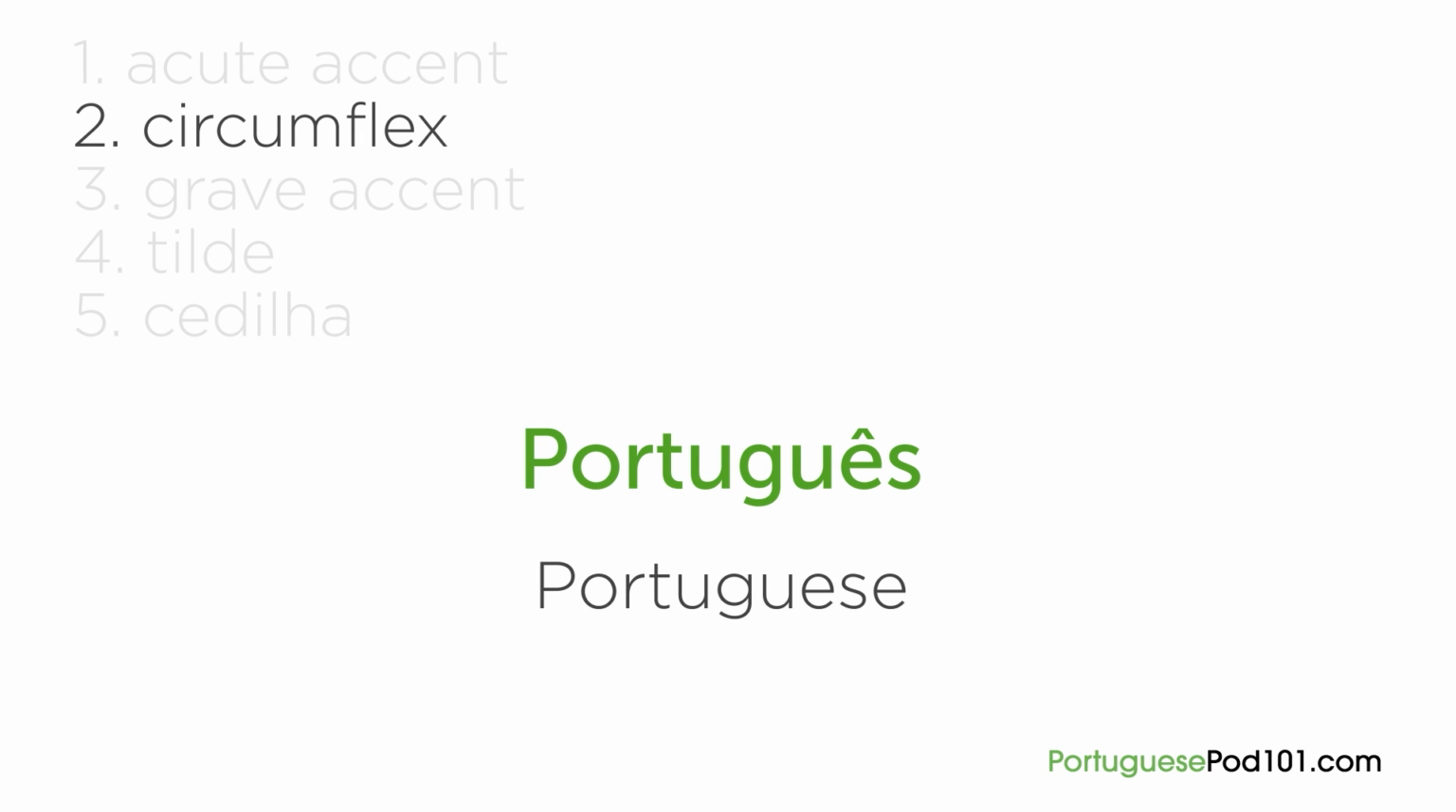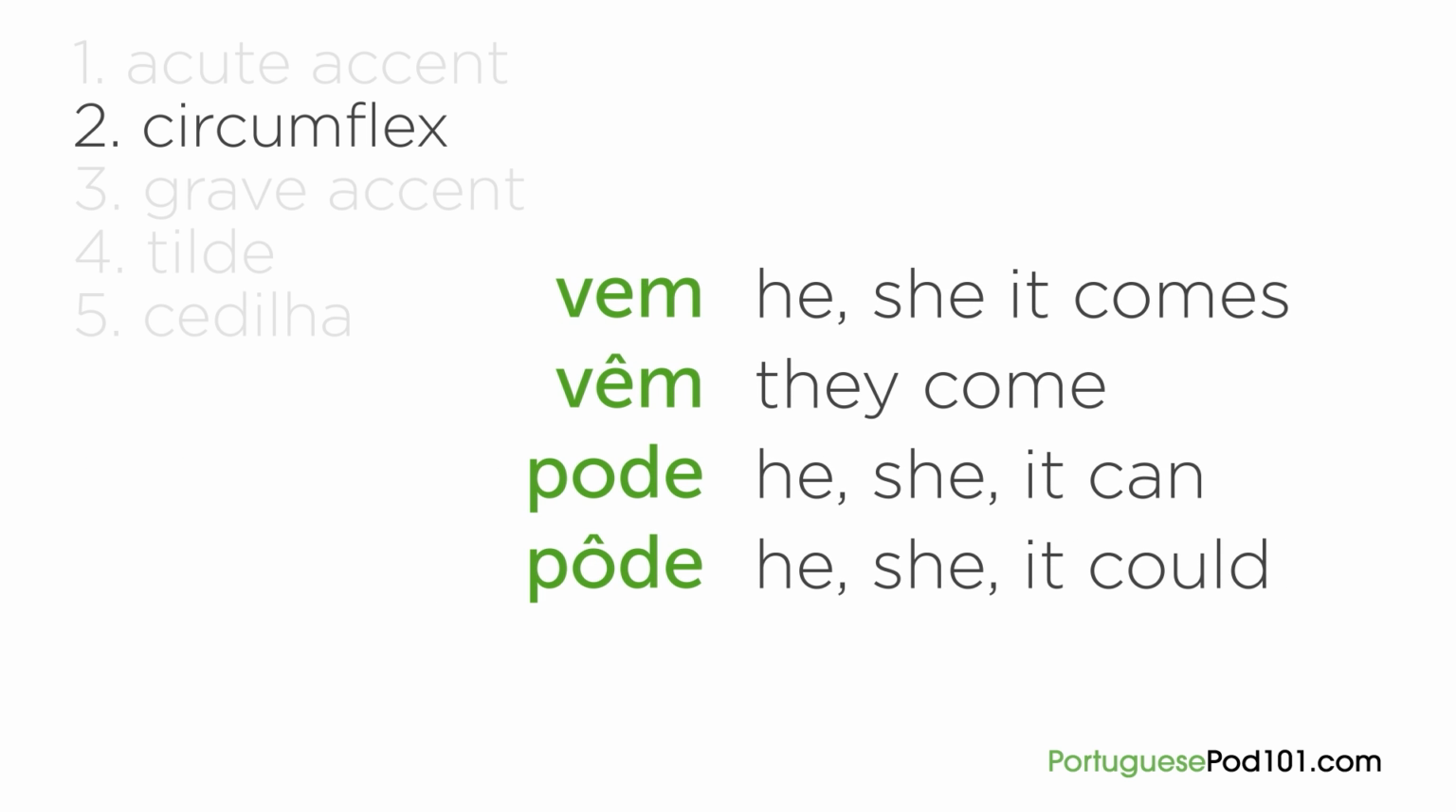As we saw in the last example, circumflexes mark when vowels are pronounced with closed pronunciation. Português. Circumflexes are also used to differentiate homographs. Homographs are words that are written in the same way, but with different meanings. Vem, vêm. Pode, pôde. As you see, this mark may or may not refer to the vowel sound in such cases.